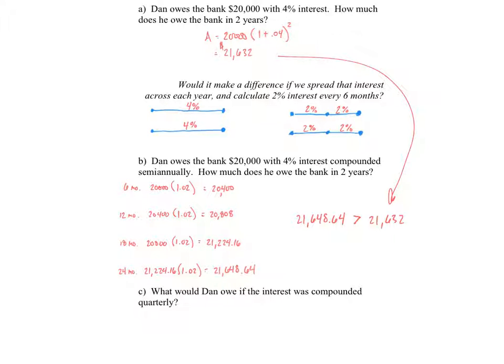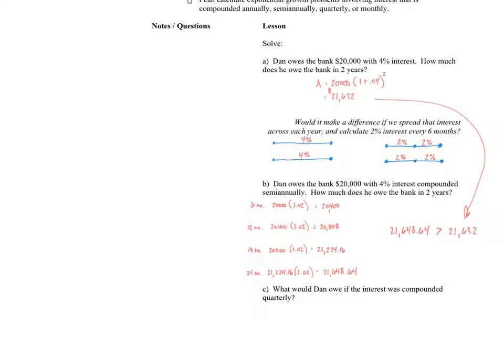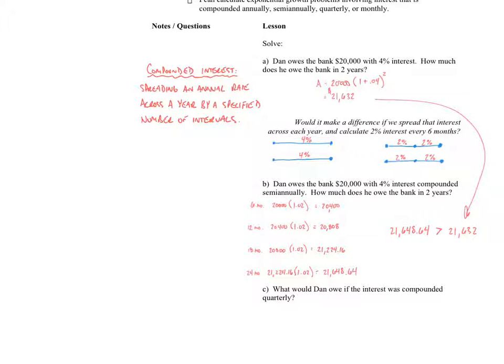So it seems like compounding the interest is better, and that's exactly what we find. So what we're going to do here is define compounding interest. I'd like you to have this definition in your notes. Compounded interest just means that when they initially give the interest rate, it refers to an annual rate, so that's for the year.